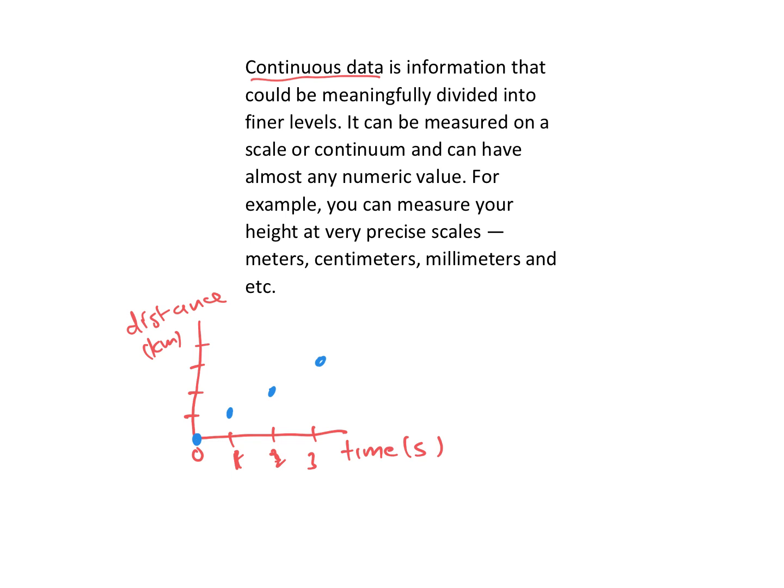So the way we show a continuous set of data is we draw a line. And a line consists of an infinite number of points. Too many to plot, so we just draw a line to show that there are an infinite number of points in between the points that we have collected.